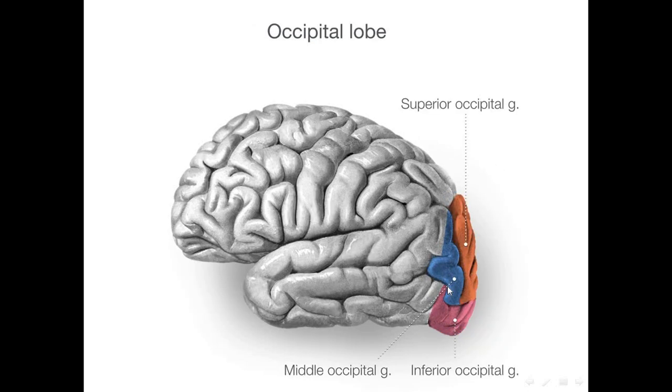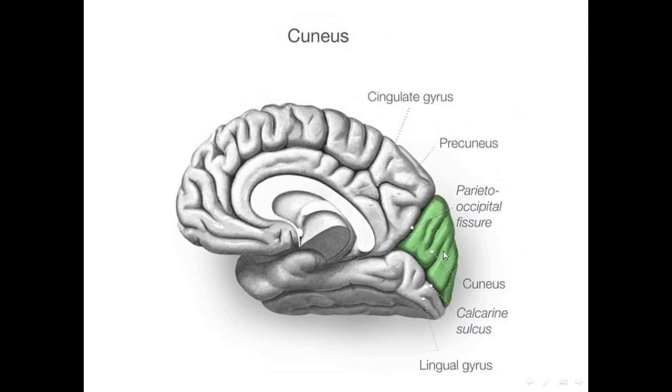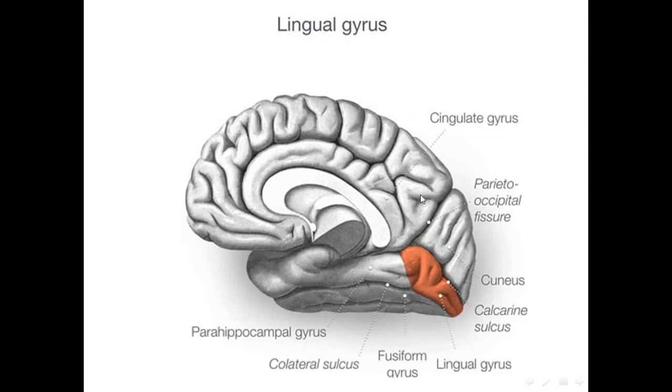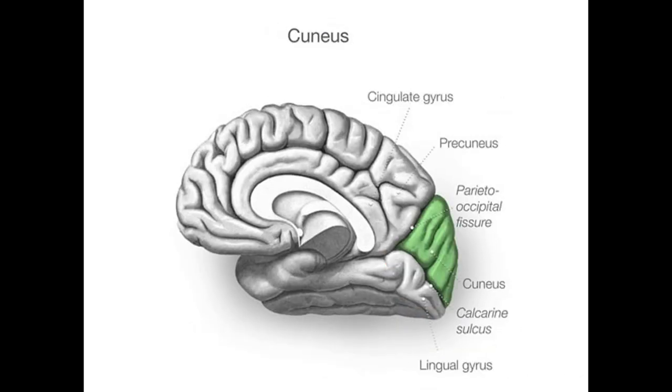So the gyri of the occipital lobe include the superior, the middle, and inferior occipital gyrus. This is on the lateral surface. On the medial surface, we have the lingual gyrus and the cuneus. This is the parieto-occipital fissure, the extension of the parieto-occipital sulcus on the medial surface of the occipital lobe.